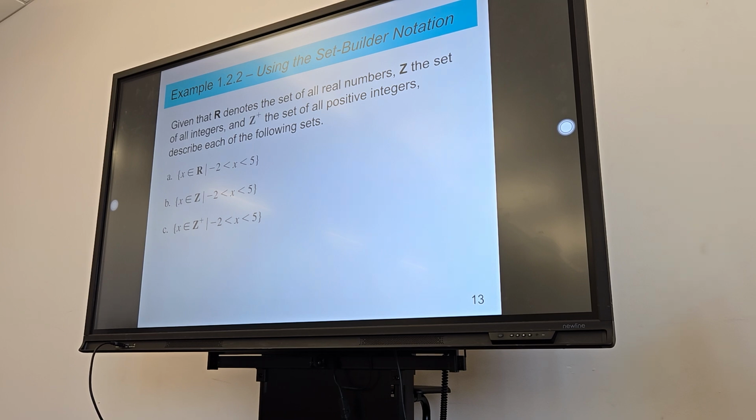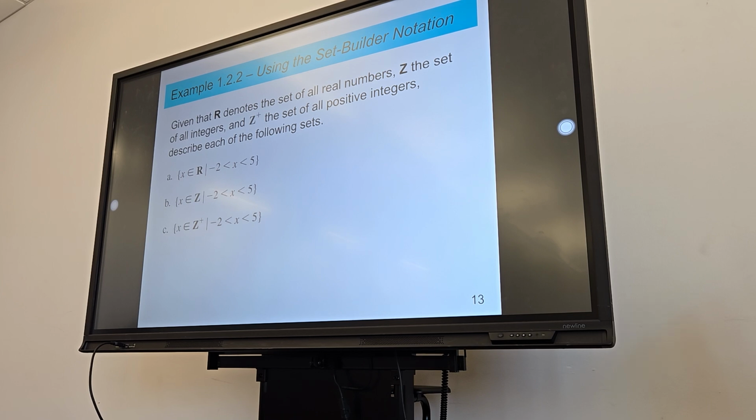So, given that R denotes all real numbers, Z the set of all integers, and Z plus the set of all positive integers, describe the following sets. Those are the conditions that you would want to satisfy.